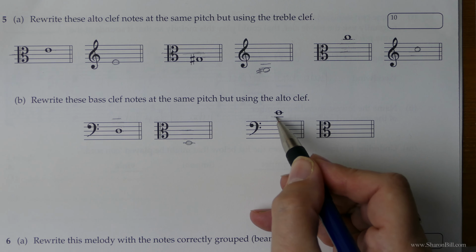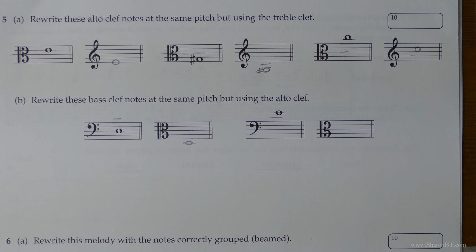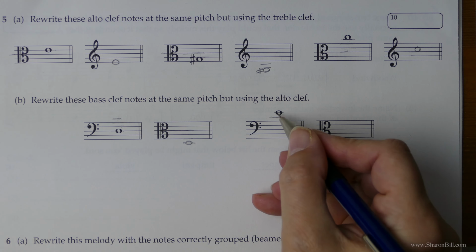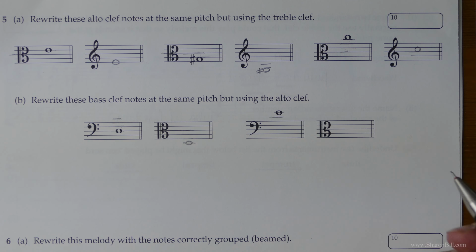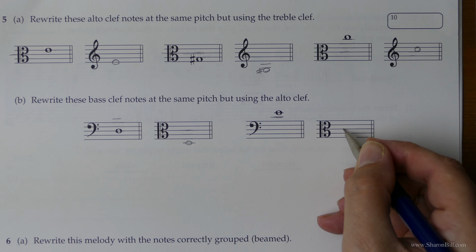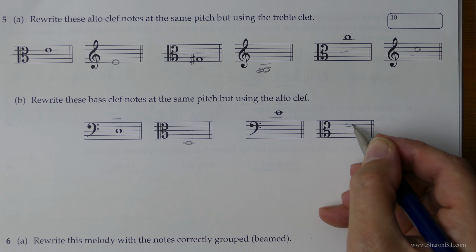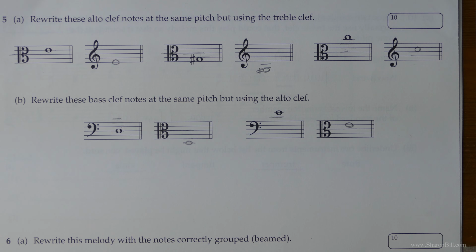Now here's middle C at the top of the bass clef. This is C, D, E, 1, 2, 3 above middle C. So there's middle C, C, D, E, 1, 2, 3 above. There we go.